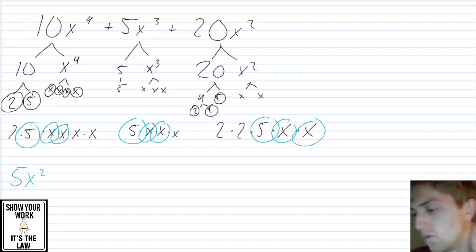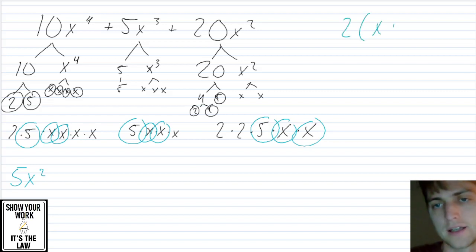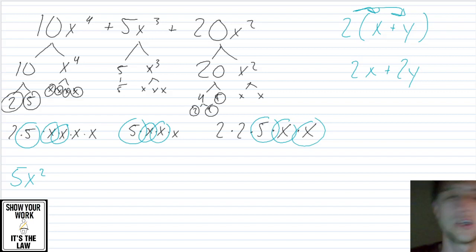Okay, so what we can do with this information is we can do our reverse distribution. So distribution is, you know, when we have a number times x plus y and we multiply 2 into each thing, and that gives us 2x plus 2y. Reverse distribution is finding everything they have in common and pulling that common thing out and putting it outside the parentheses. So they each have a 2 in common, so we can pull out the 2 in front and get 2 times x plus y. So this is essentially what we're doing here.